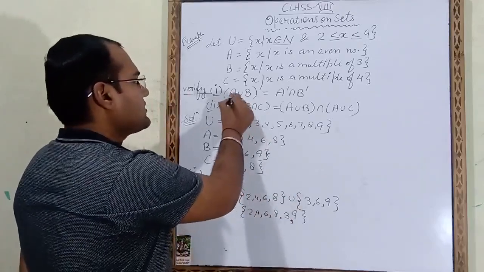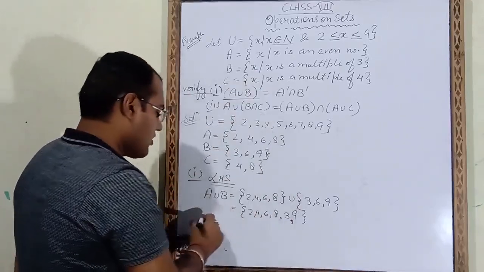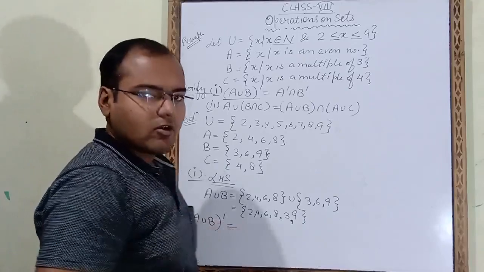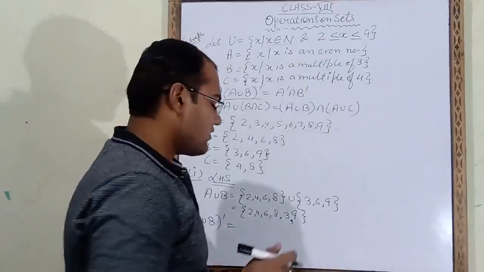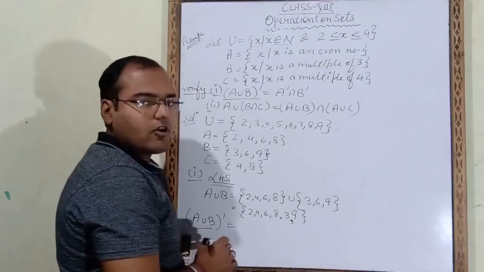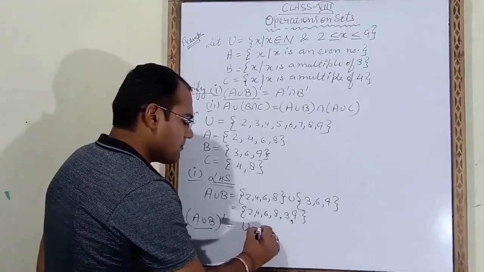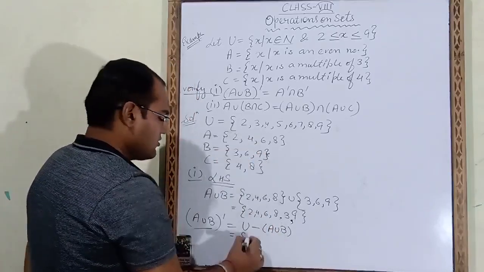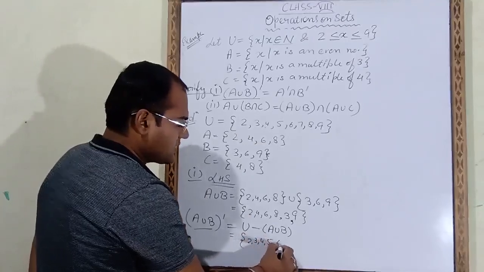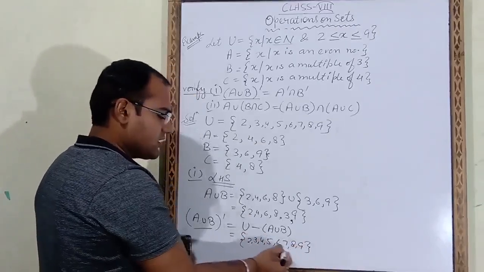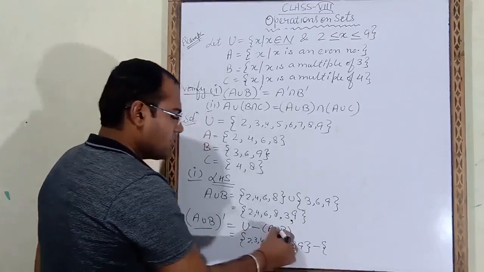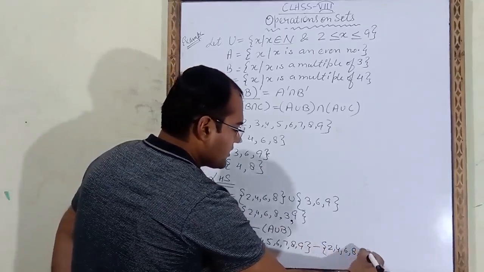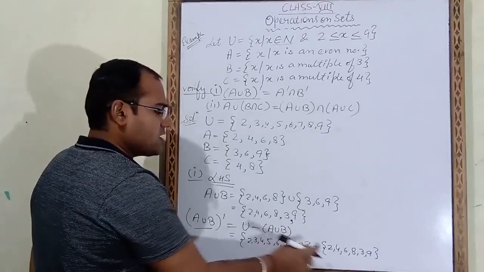But the left hand side is A union B complement. So now we will find A union B complement. In order to find the complement, you have to use the formula: we have to subtract this A union B from the universal set, that means universal minus A union B. So universal is 2, 3, 4, 5, 6, 7, 8 and 9. A union B elements are 2, 4, 6, 8, 3, 9.